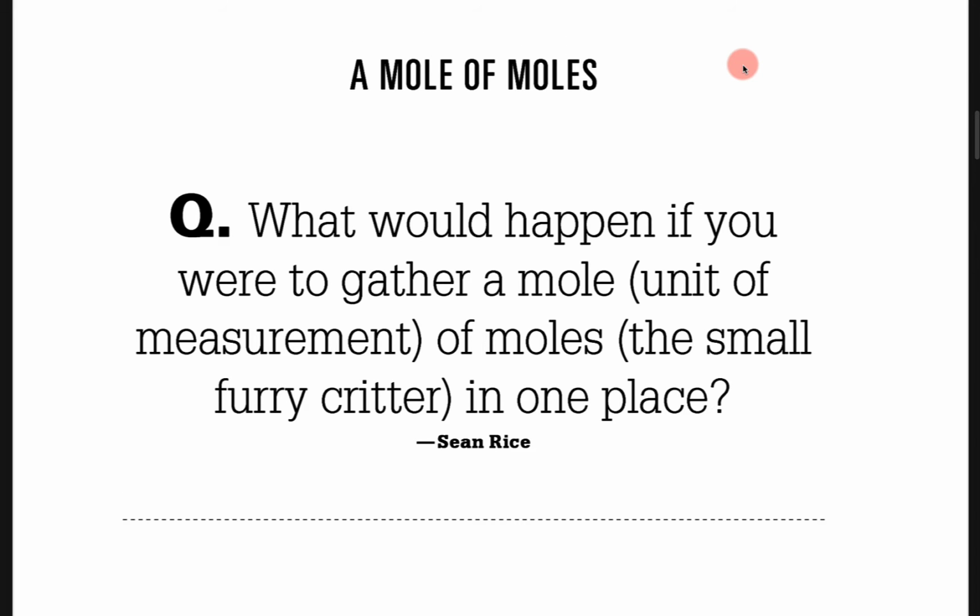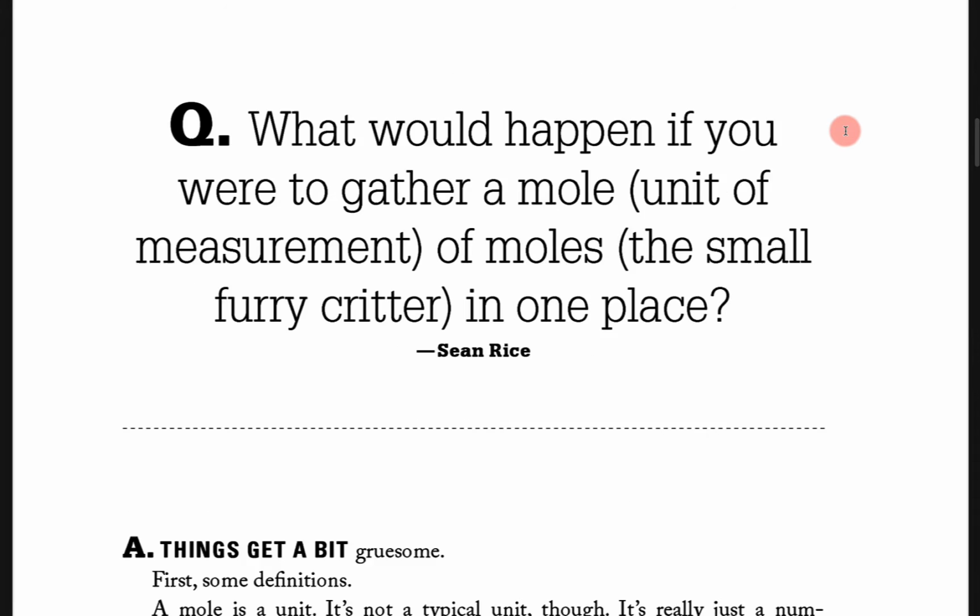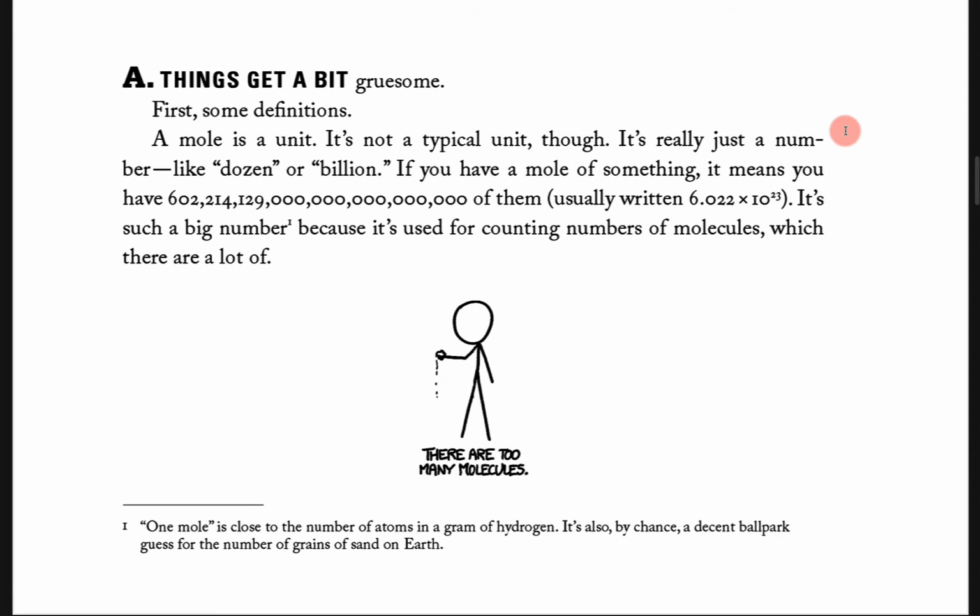And this excerpt is taken from the book. One of the readers submitted a question asking, what would happen if you were to gather a mole, unit of measurement of moles, the small furry critter, in one place? Okay, so they're basically asking if you gathered 602 hexillion moles, the furry critters, in one place, what would happen? And it's just kind of a silly reading, right? The answer is that things get a bit gruesome.